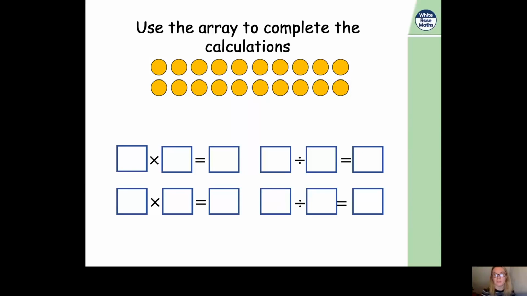Okay, so now that we know that there's a relationship between multiplication and division, we are going to create a fact family for this array. So 2 multiplication number sentences and 2 division number sentences. So let's start with the multiplication.